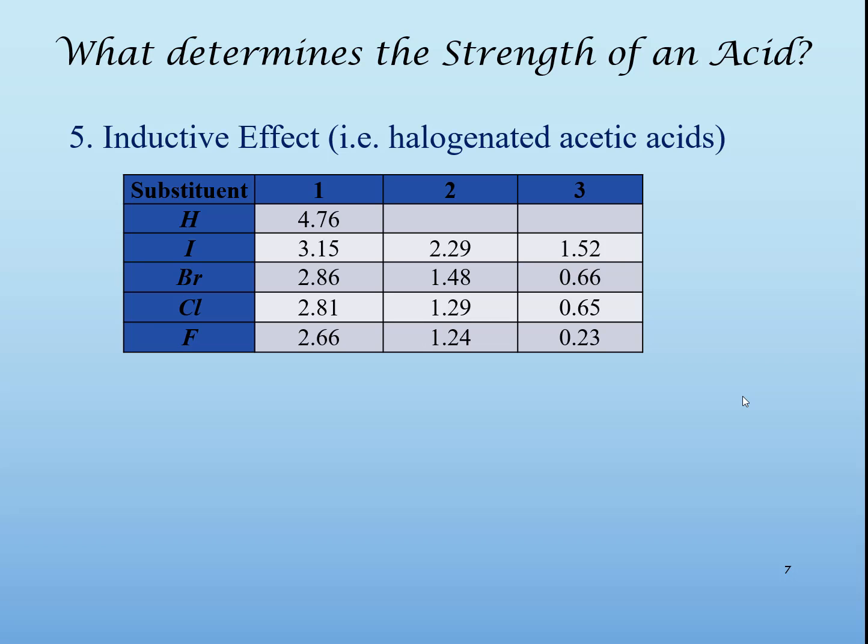If we replace two of them or three of them, we see the same effects in terms of increase of acidity, and the more halogens we have, the more acidic the compound is going to become. For example, trifluoroacetic acid has a pKa value of 0.23, which almost classifies as a strong acid.